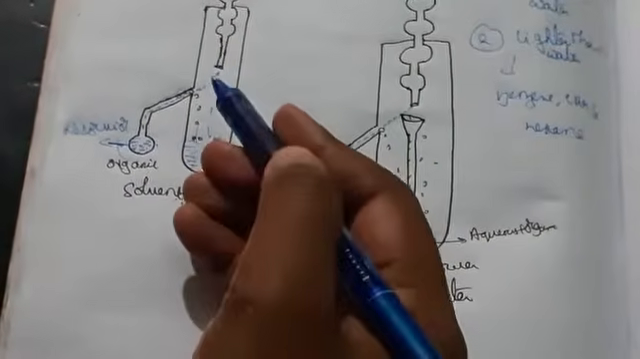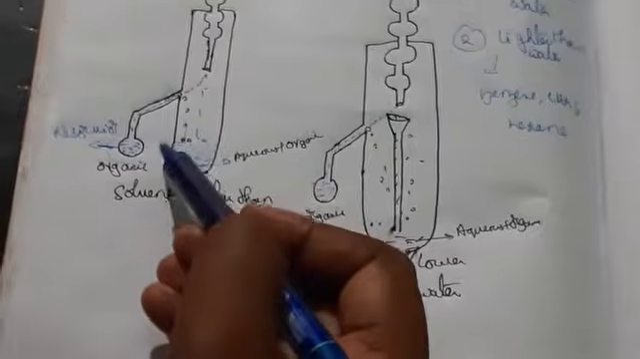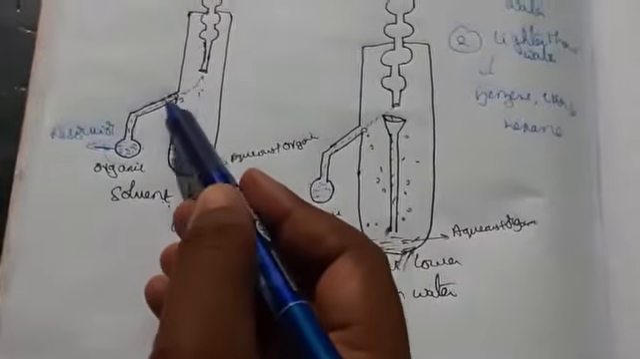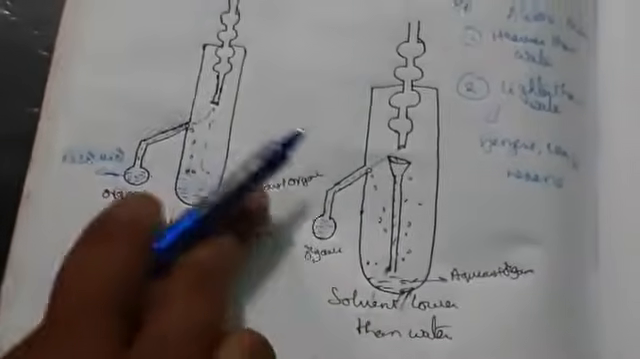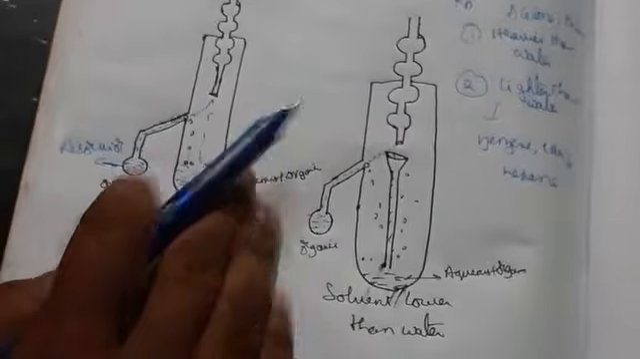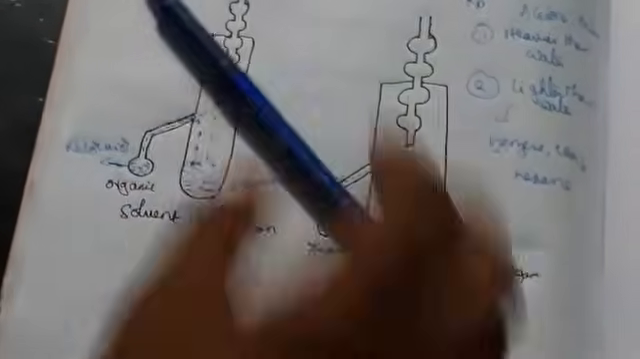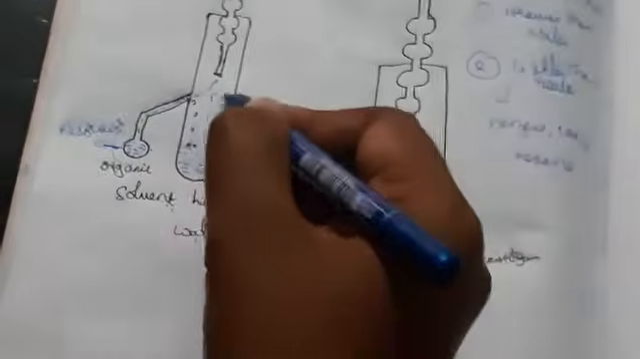Whenever you are heating this compound, it forms vapors, the aqueous layer, and again the organic compound is forming vapors and passing to the reservoir. So this one we call the downward displacement. Why? Because the vapors are coming down.